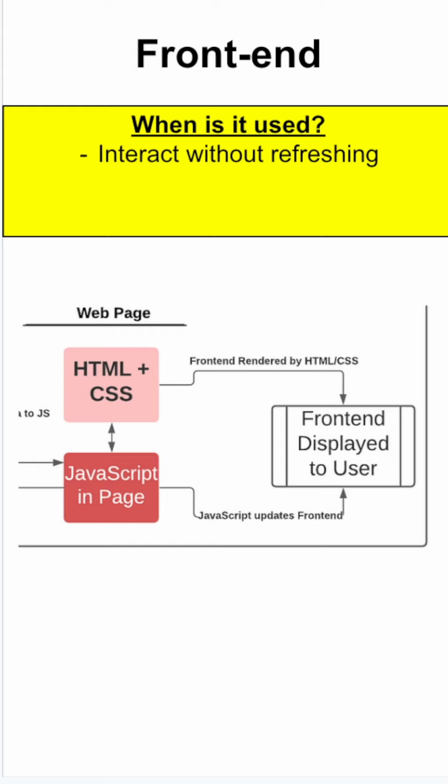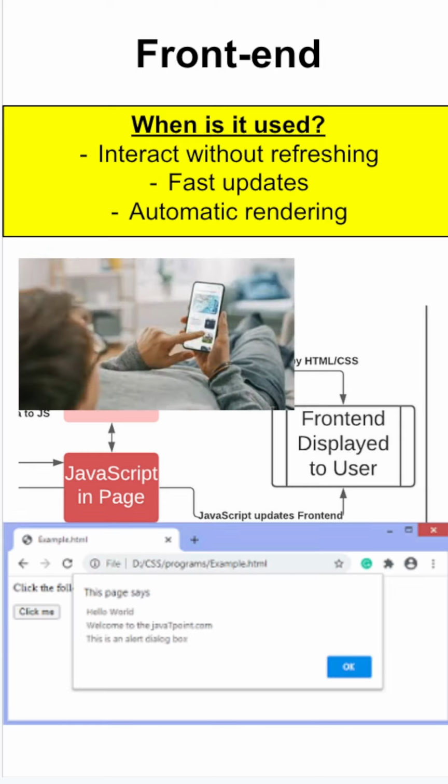When would you use the front end? It would be when you want things to interact quickly and you don't want the user to have to refresh all the time. You'll get fast updates and also automatic rendering, such as when you scroll an Instagram feed or TikTok, you don't want it to refresh every time. You want it to automatically render the content.